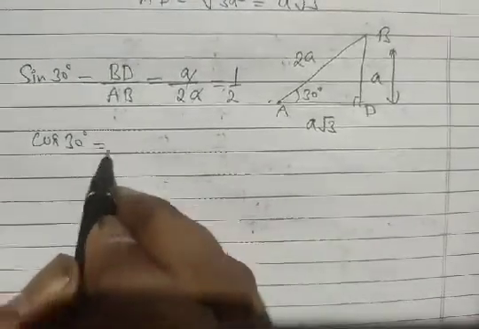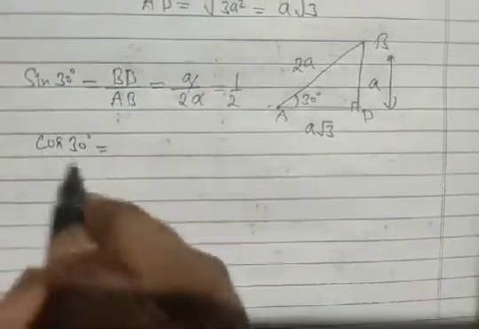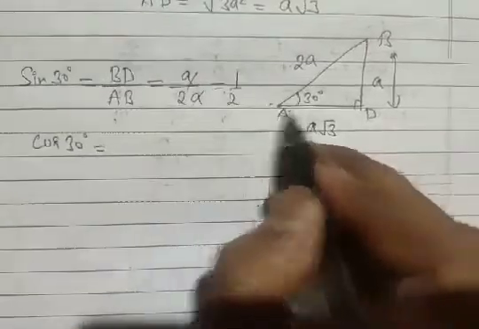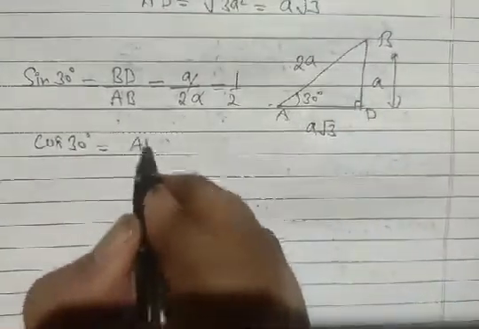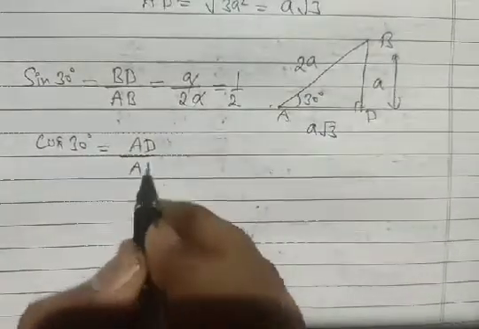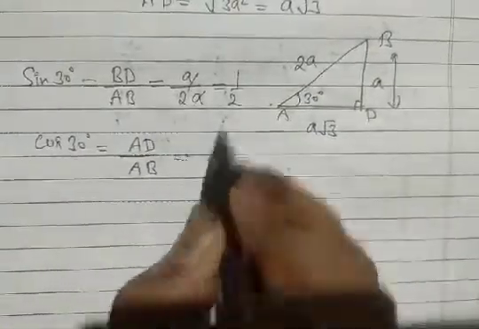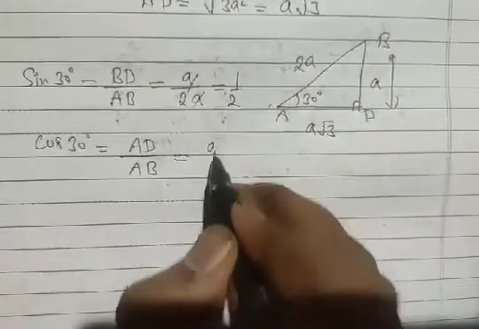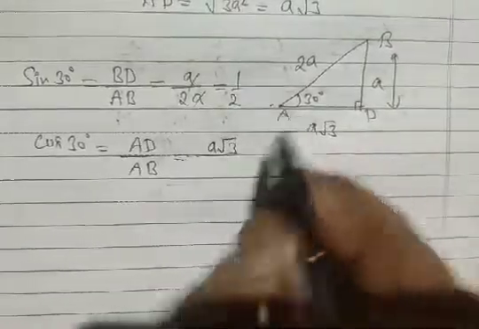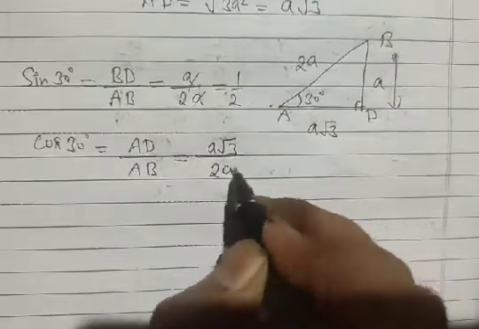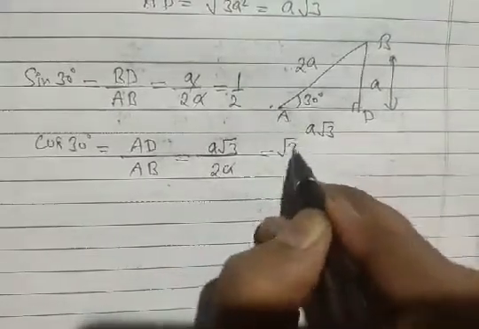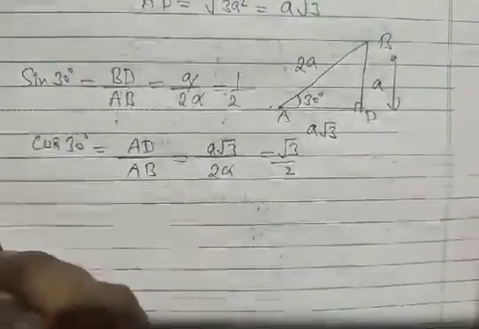What is cos 30 by definition? It's base to the hypotenuse. Our base is AD, and the hypotenuse is AB. Then it's AD to AB. Putting the value of AD, which is A root 3, and AB, which is 2A, after solving, we get root 3 by 2.